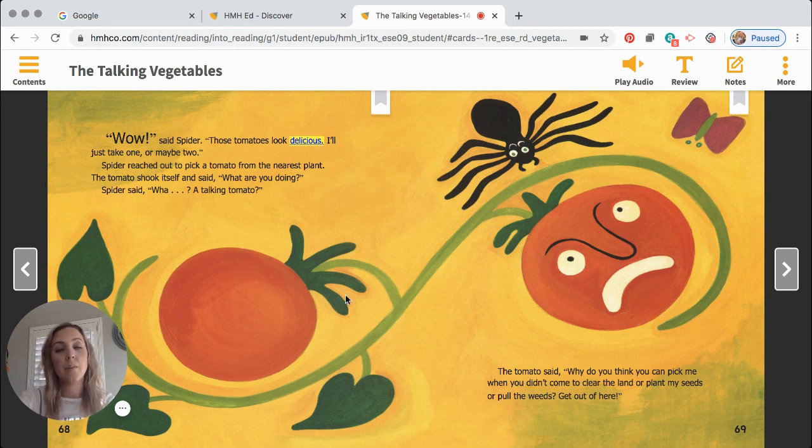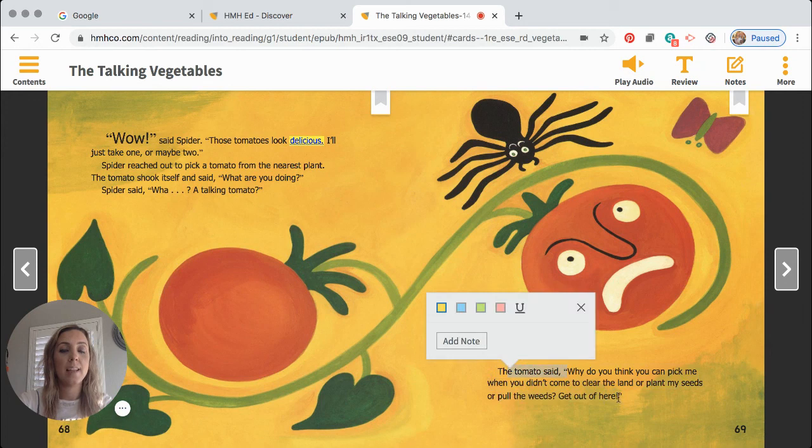Awesome. You should have underlined the sentence that says, "Why do you think you can pick me when you didn't come to clear the land or plant my seeds or pull the weeds? Get out of here," right? That's exactly what Tomato says to Spider.